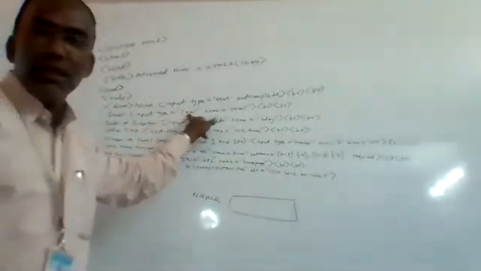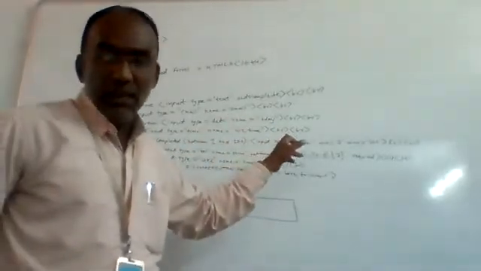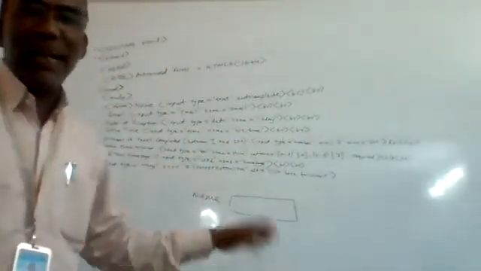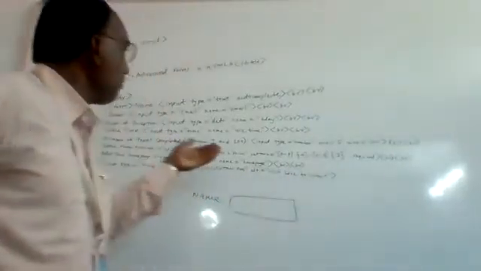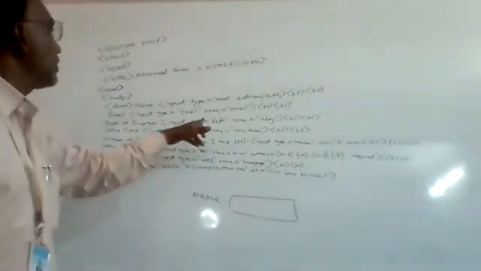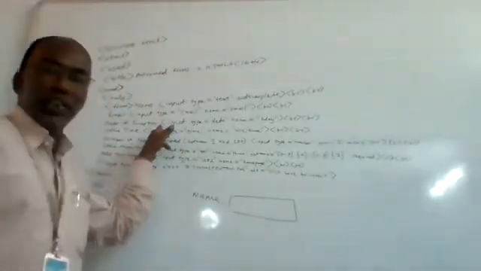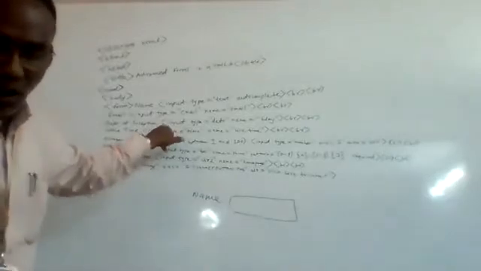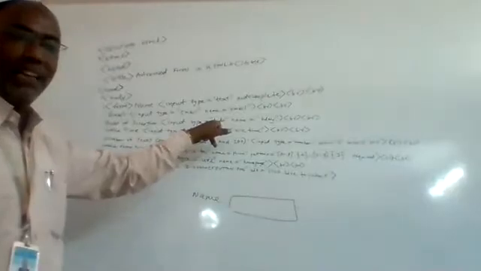Next, email. Here we have to provide the email ID of any person. Next, date. It will display date of inception. Here we are using the input type date.